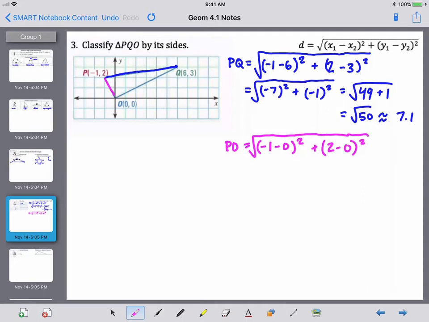Now, since we already went through PQ piece by piece, if you just plugged this all in, you could probably do some of this math mentally. You're going to end up with 5, and the square root of 5 gives you approximately 2.2.